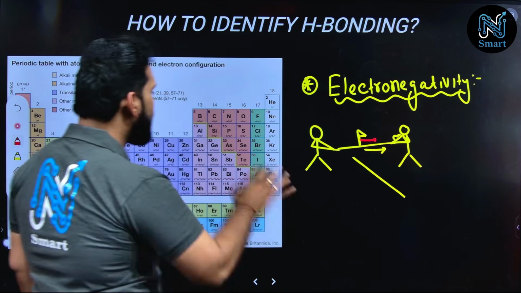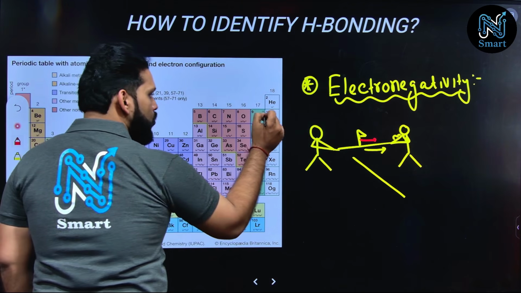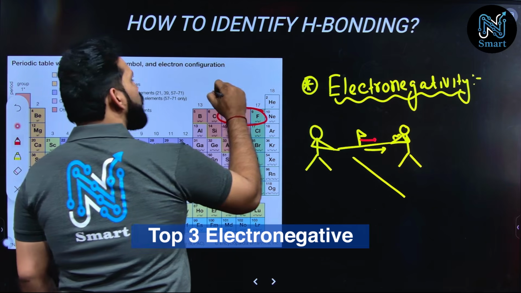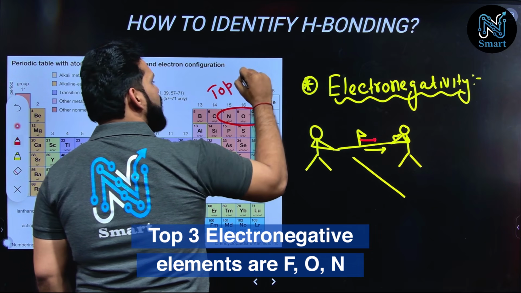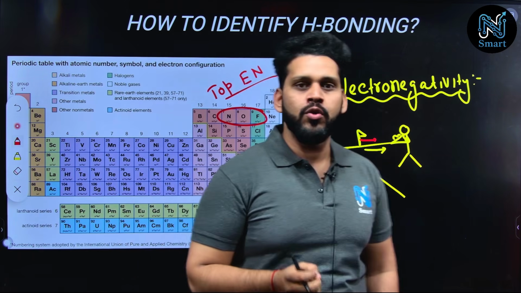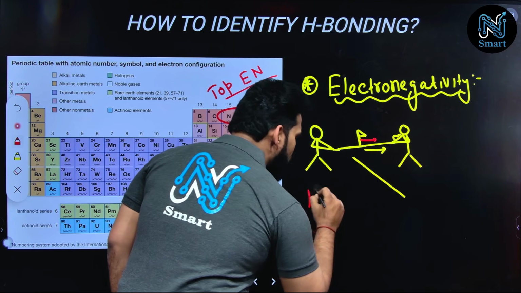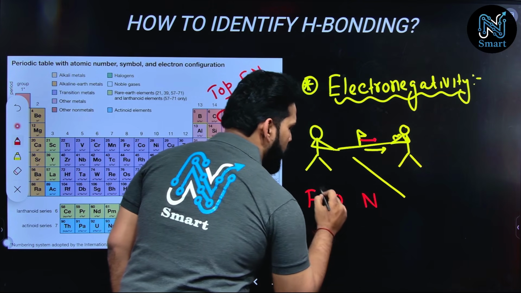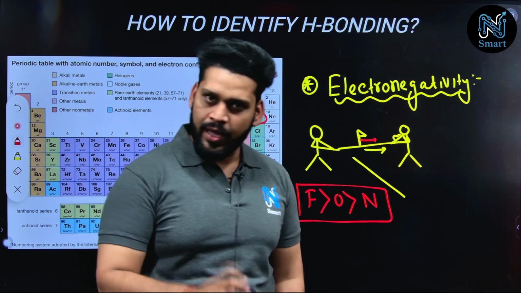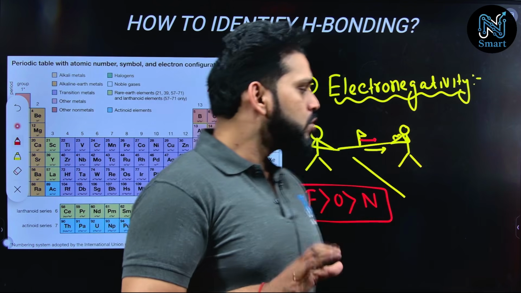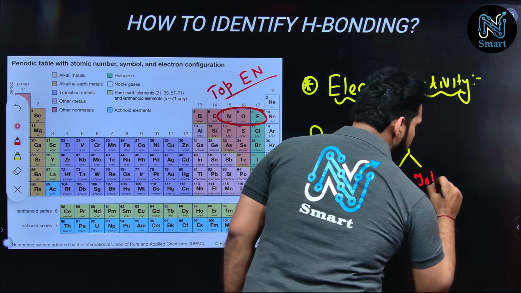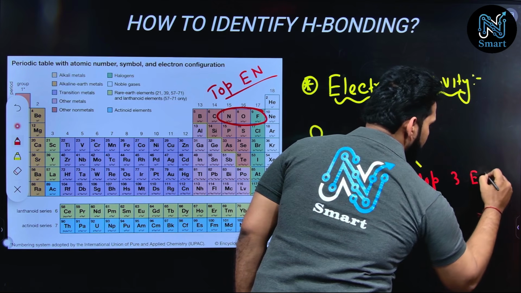In the entire periodic table, if you just notice these three, N, O and F, these three are the top 3 electronegative elements. Going forward, we always have to remember FON. FON are the top 3 electronegative elements. Fluorine is the highest, then oxygen, then nitrogen. These are the 3 topmost electronegative elements.